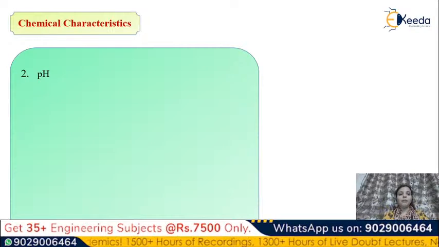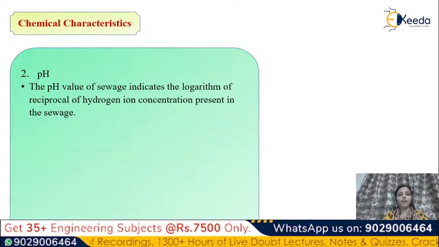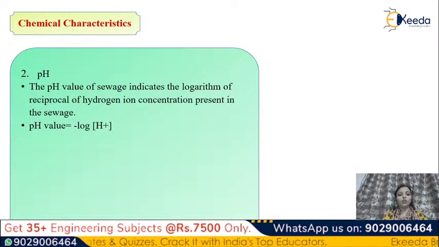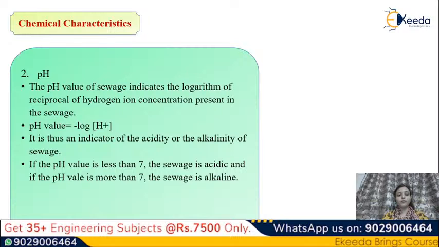The next chemical characteristic is pH value. pH is again a very important factor. The pH value of sewage indicates the logarithm of the reciprocal of hydrogen ion concentration, and the pH value will decide the acidity and alkalinity of that particular sewage. The formula for calculating the pH value is minus log of H plus ions. It is thus an indicator of the acidity and alkalinity of sewage.